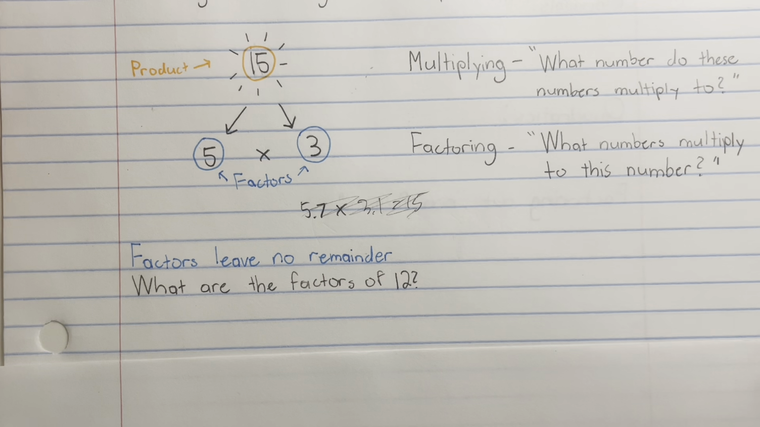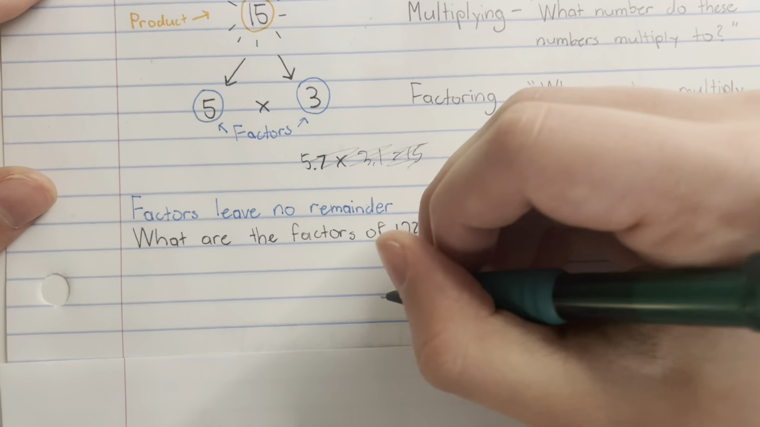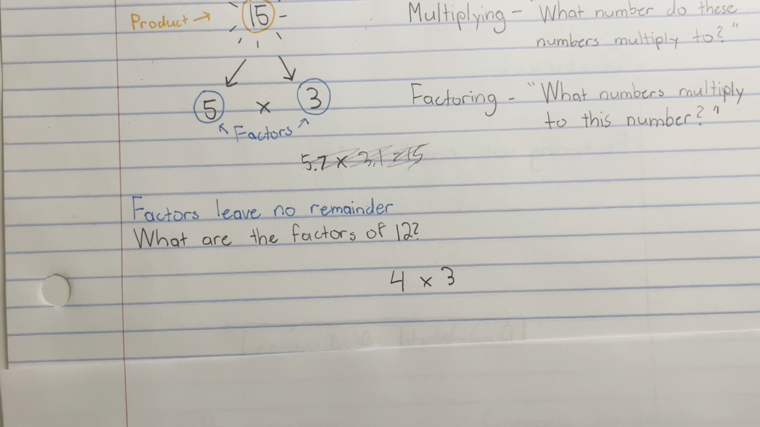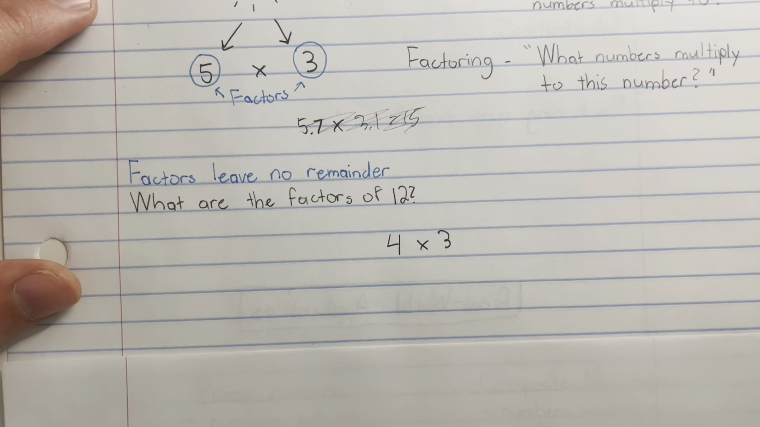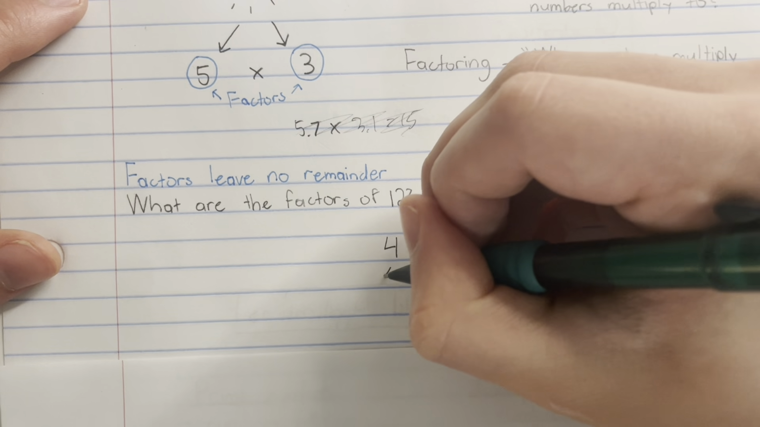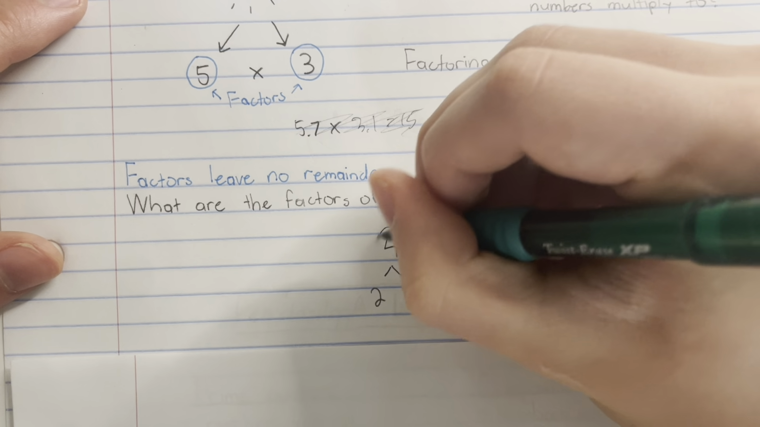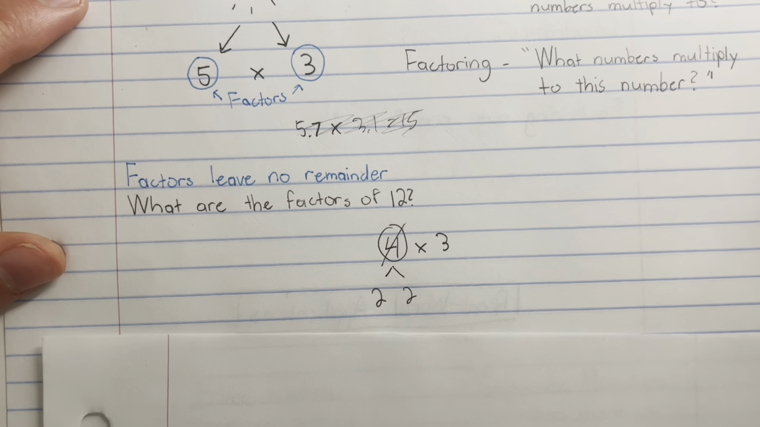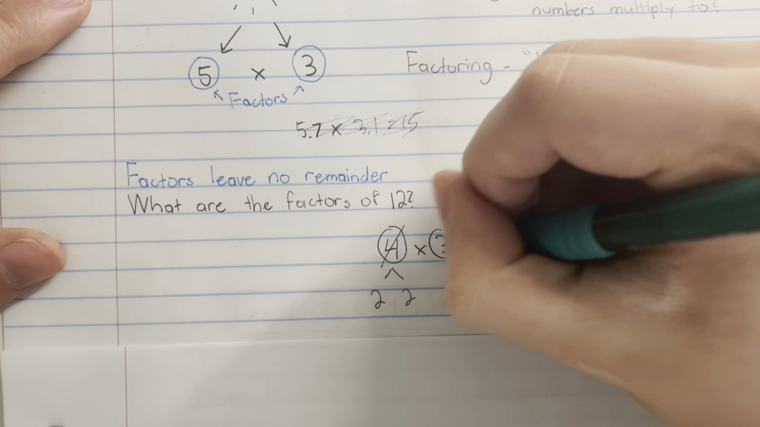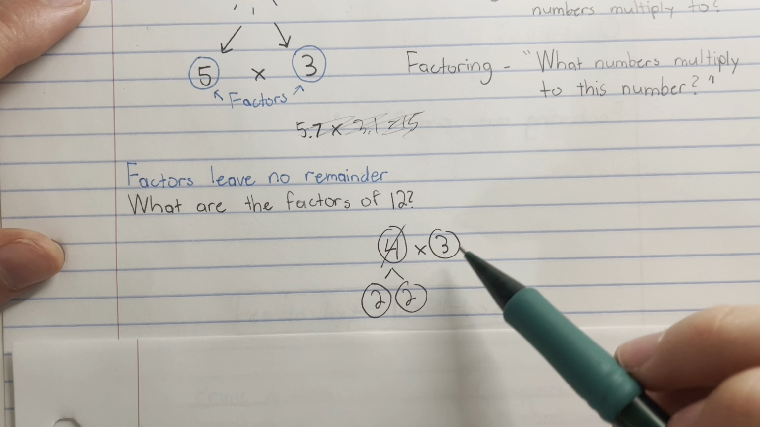So what are the factors of 12, for example? 12 can be written as 4 times 3, and these are already factors. But 4 can be broken down even further. 4 is also equal to 2 times 2. Now we already broke down 4, so we're not counting it as a factor. And 3, 2, 2, these are the factors that make up 12.